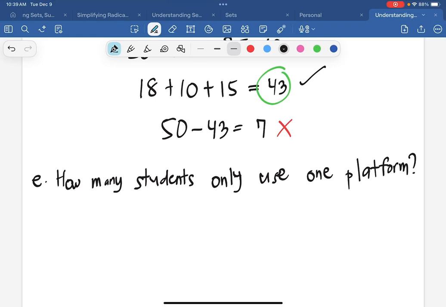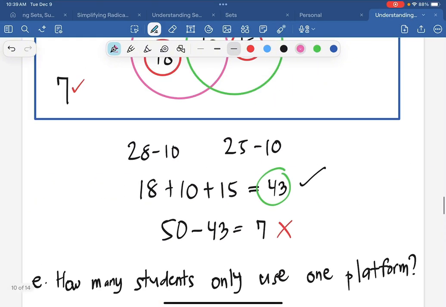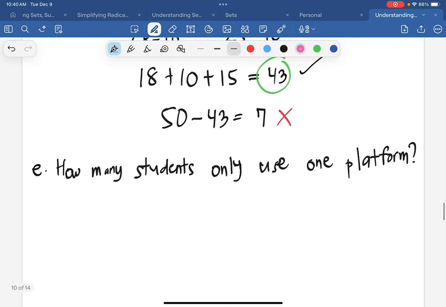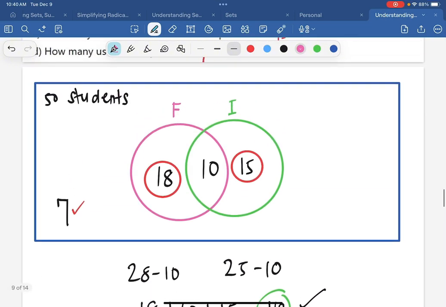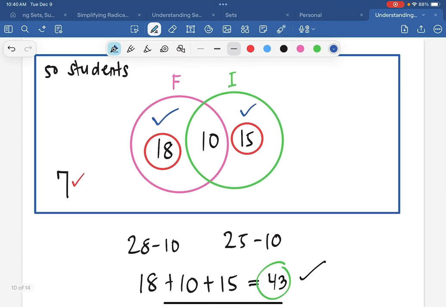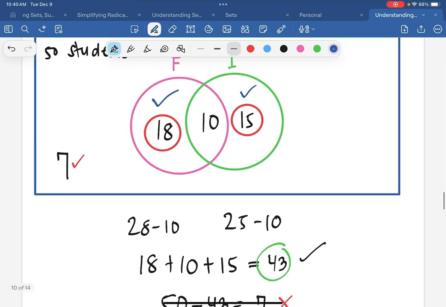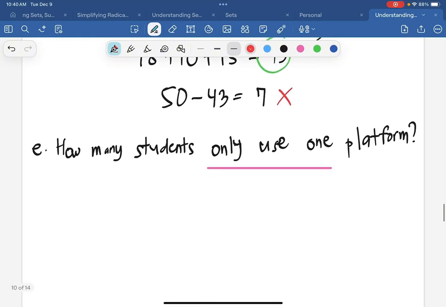So based on this question, it's not at least one of the 2 platforms. It just talks about how many students only use one. So we get to have the 18 and 15 added together. There are 18 students who use Facebook alone, and also 15 students who use Instagram alone. So based on the question, how many students only use one platform? That means you add the 18 and 15 together, in which the answer is 33.